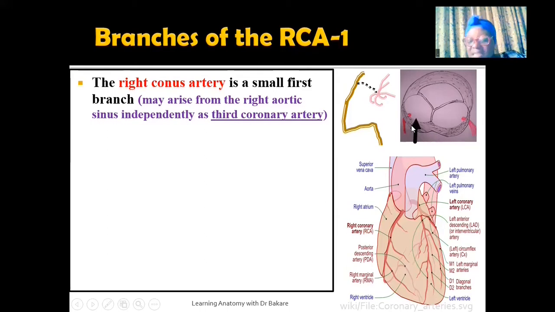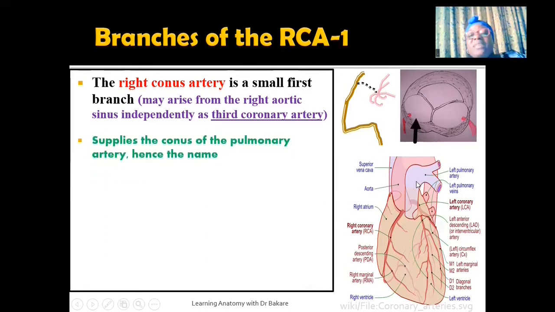So this right conus artery goes and supplies the conus of the pulmonary trunk. In this image, this is the right conus artery, and we say it supplies the conus of the pulmonary trunk. The conus of the pulmonary trunk is where the pulmonary trunk is rooted from. This is the pulmonary artery, arrowed in blue. Inferior to it, we have a region on the right ventricle where it emerges from, and this is the conus of the pulmonary artery. It's this region that the right conus artery supplies, and that is where the name is drawn from.